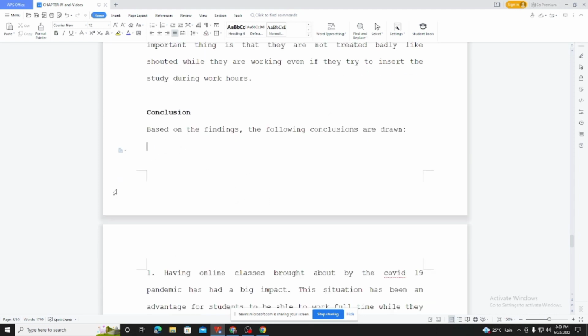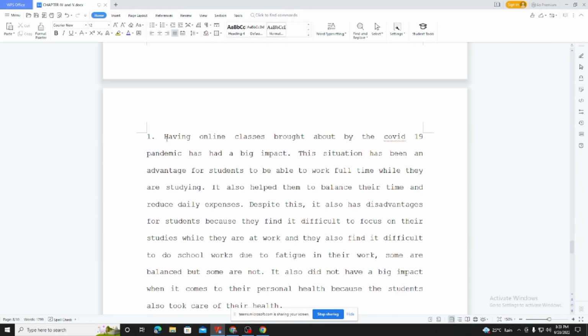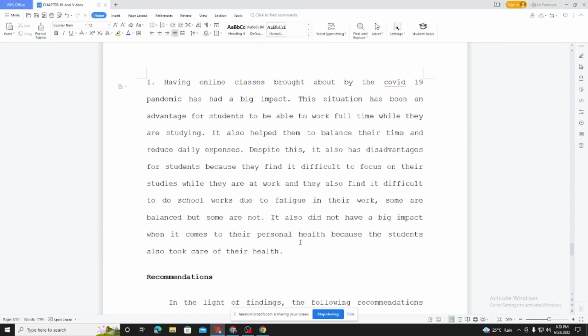Conclusion. Based on the findings, the following conclusions are drawn. Having online classes brought about by the COVID-19 pandemic has had a big impact. This situation has been an advantage for the student to be able to work full-time while they are studying. It also helped them to balance their time and reduce daily expenses. Despite this, it also had a disadvantage for the student because they find it difficult to focus on their study while they work, and they also find it difficult to do schoolwork due to fatigue from their work.